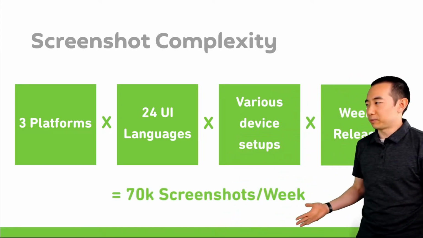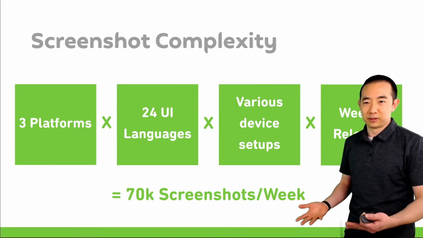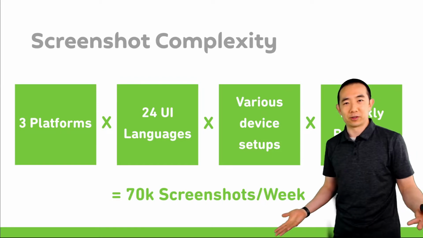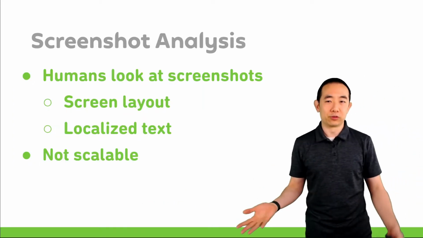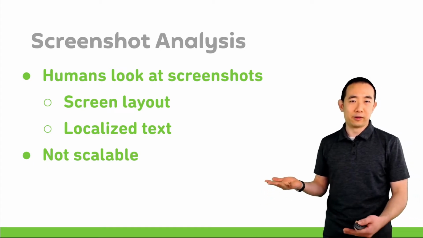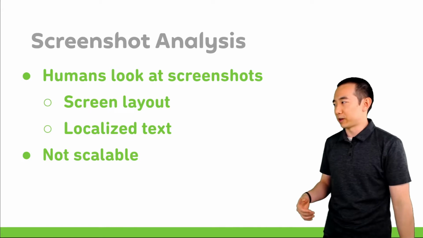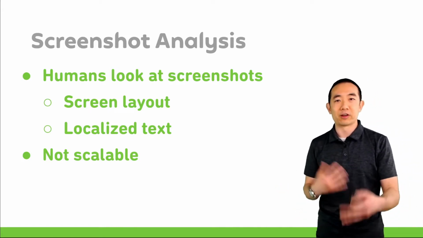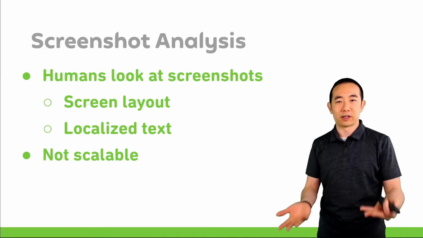As a result, we're generating about 70,000 screenshots per week. With Sauce Labs, this is easy. But then what do we do with all these screenshots? One thing we can do is have humans look at them, so they can verify the screen layout to make sure that something is not covering something else up, or they can verify the localized text to make sure it's been translated properly. But having a human do all of these things is not something that's going to scale.